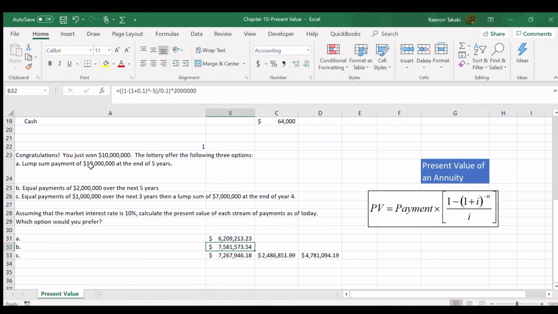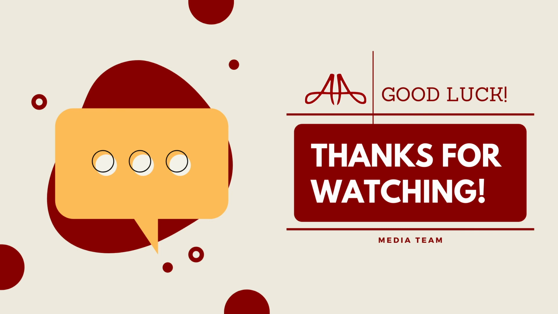So of the three options, it looks like we're going to go ahead and stick with option B because it gives us the most amount of money back from the 10 million.